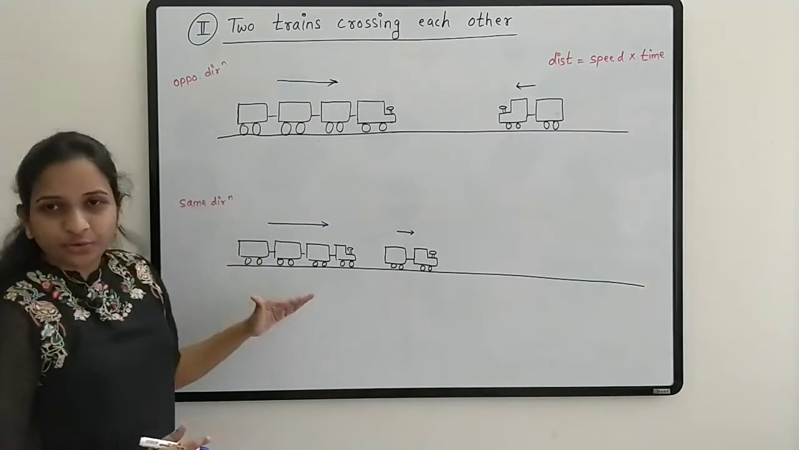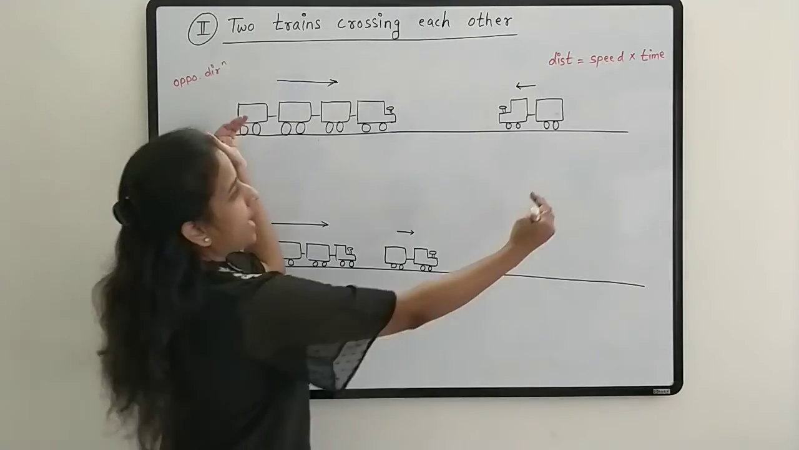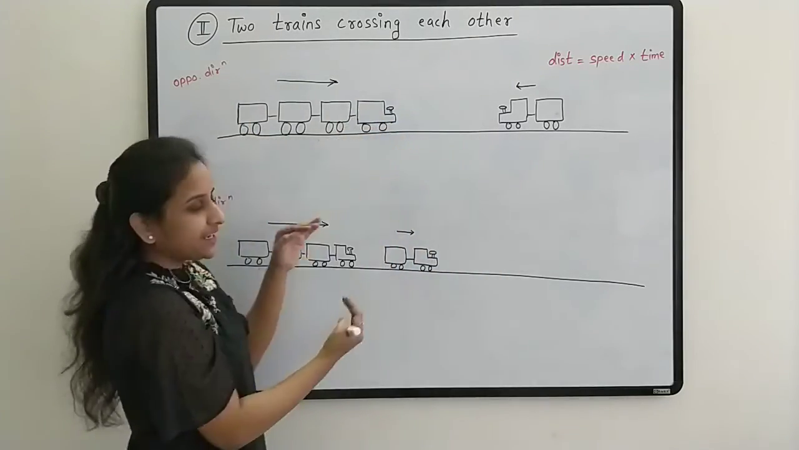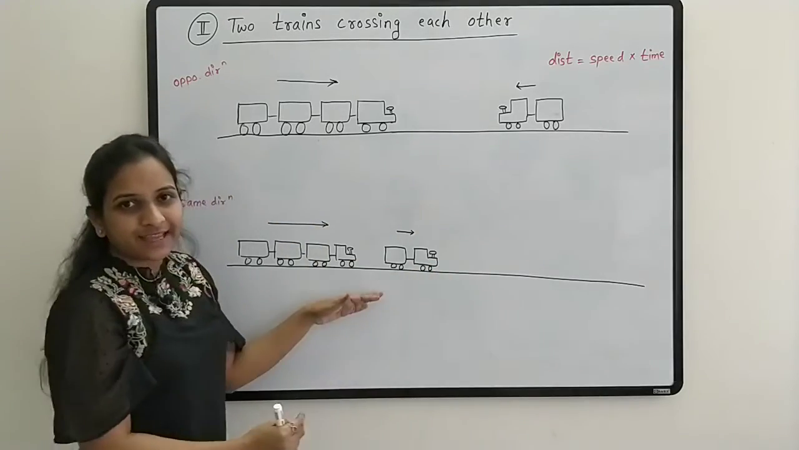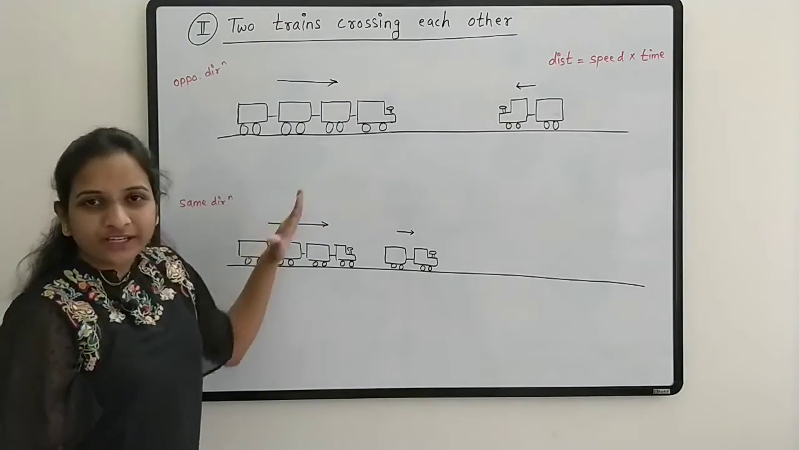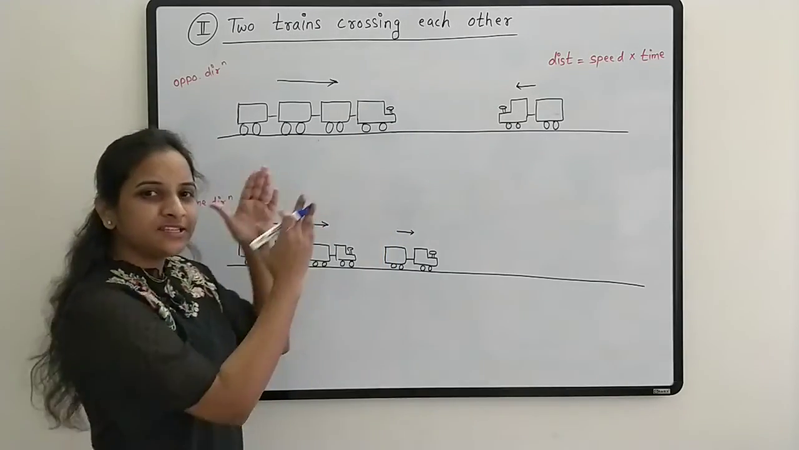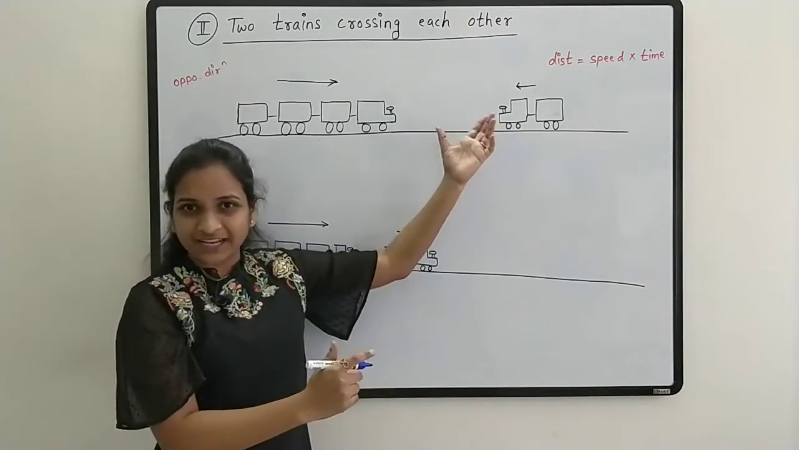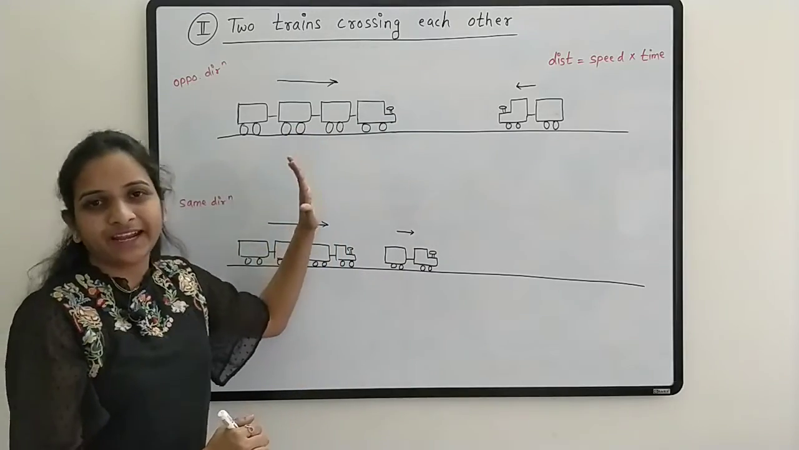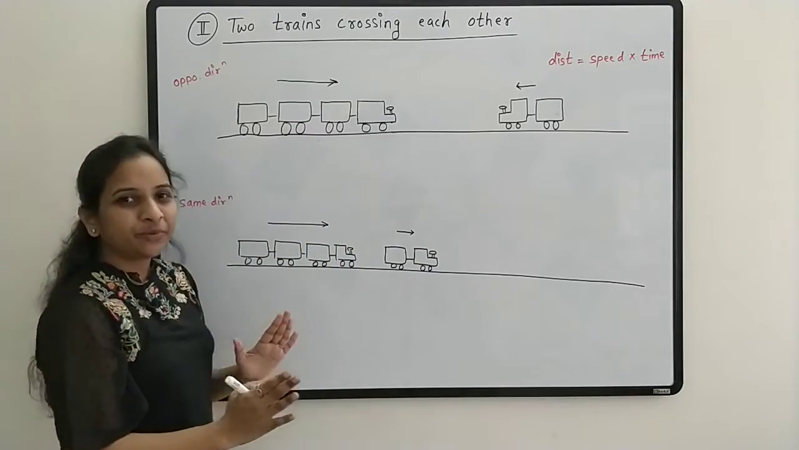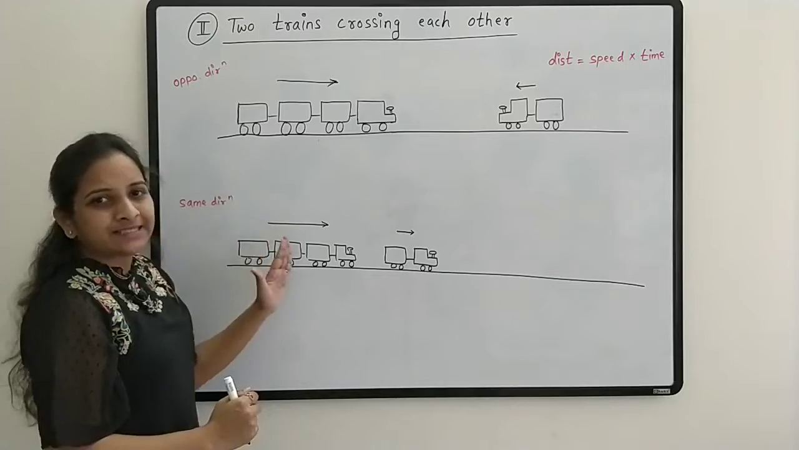Okay. Now there are two cases. Two trains are running in opposite direction or two trains are running in the same direction. See here what is happening. A train is crossing another train. The train is crossing a moving object, not a stationary object. So this is the second category of problems. Understood the problem? Now let's understand the concept here.